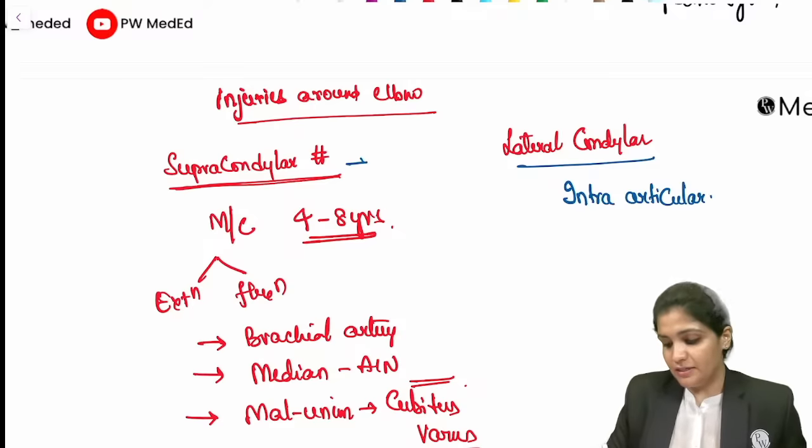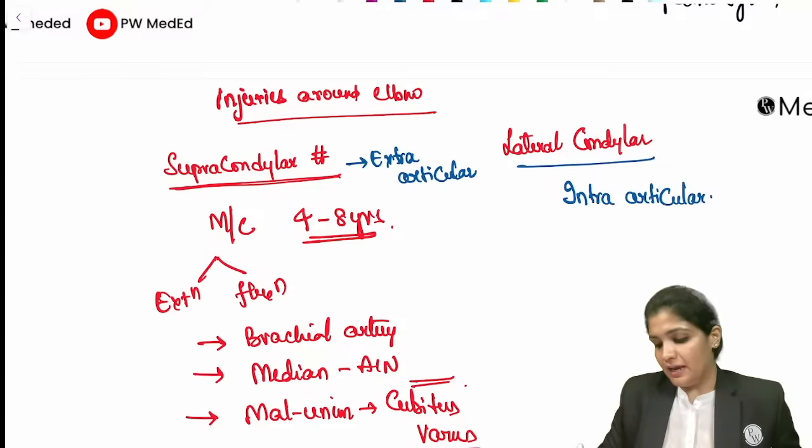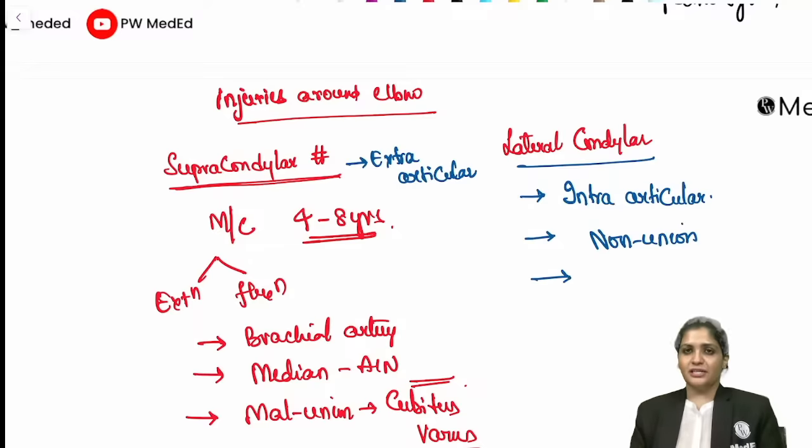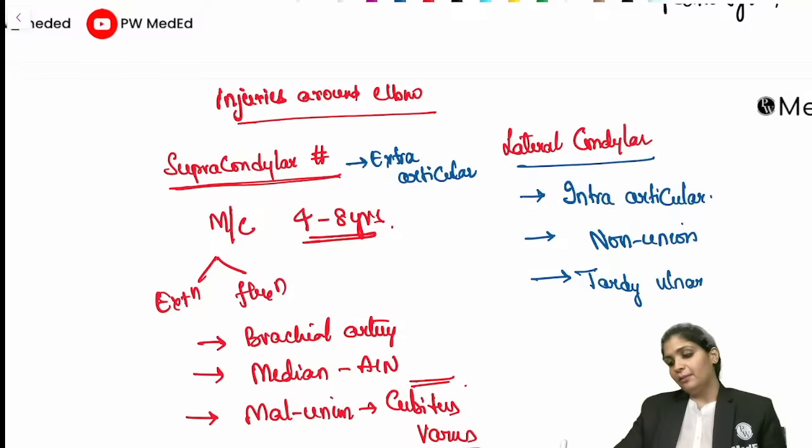In case of lateral condyle, this is intra-articular, whereas supracondylar is extra-articular. So lateral condylar is intra-articular, and it is mostly prone for non-union. And in case of lateral condyle fractures and non-union, there is one more important terminology which you have to remember, which is your tardy ulnar nerve palsy.